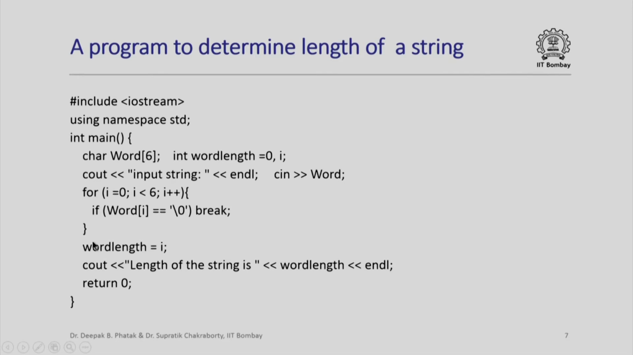Otherwise, we come out of the loop here. Whatever be the value of i at that juncture is assigned to word length. We simply output the length of the string as word length.